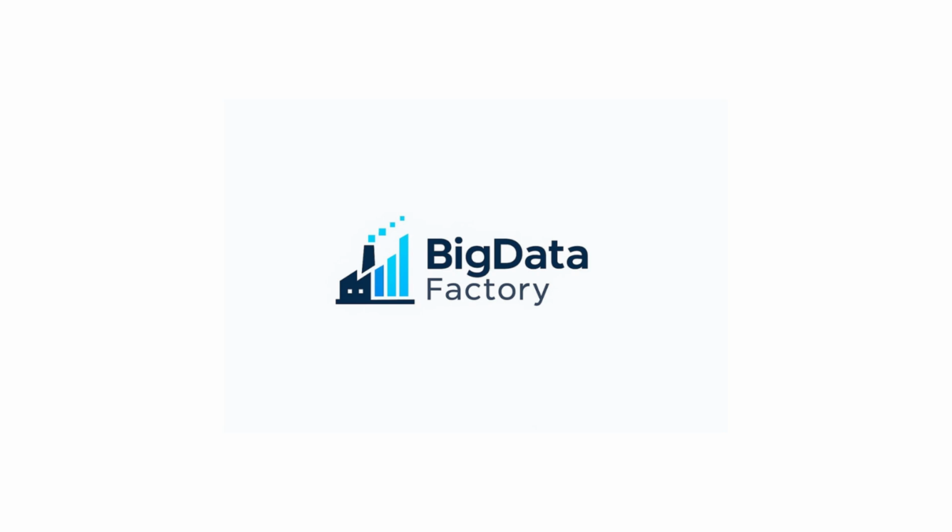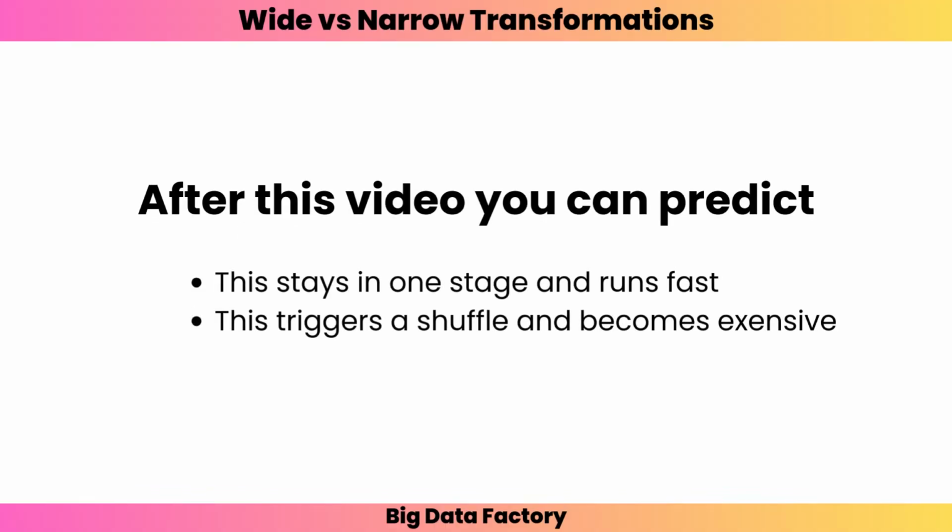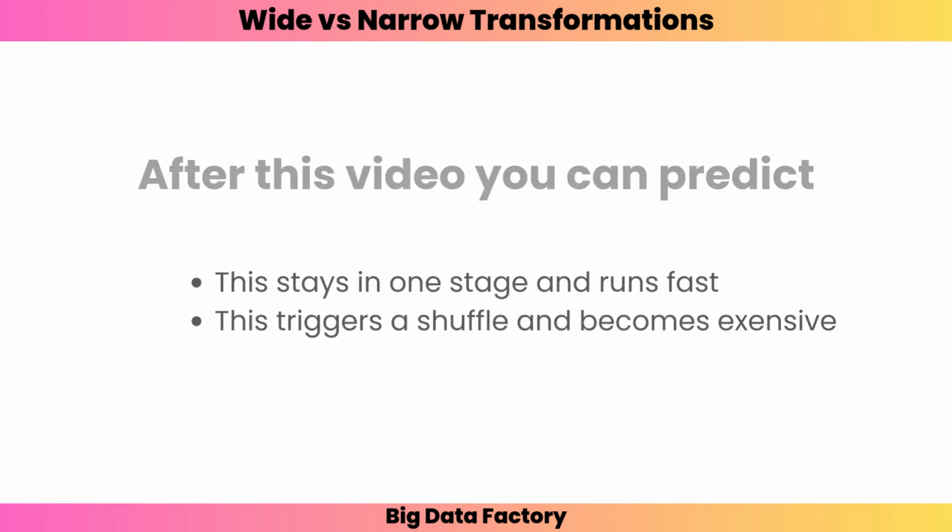Today I'm going to show you why that happens using one simple idea: wide versus narrow transformations. By the end of this video, you will be able to look at any Spark code and predict: this will stay in one stage and run fast, or this will trigger a shuffle and become expensive. No heavy theory, just a technical story with clear rules you can reuse. Let's start with the story.